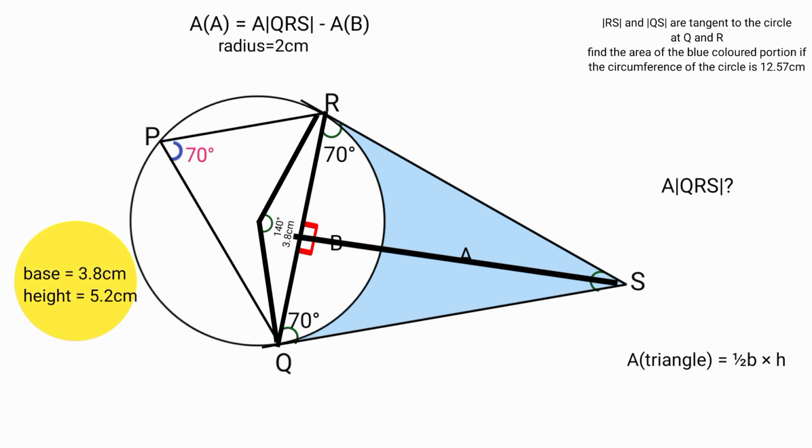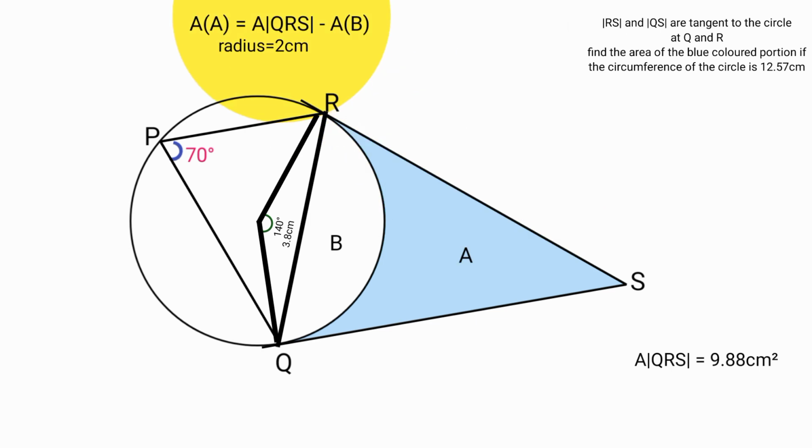And we already found base to be 3.8 centimeters. Now coming back to our formula for finding the area of the triangle, substituting height equal to 5.2 and base equal to 3.8, now triangle QRS equal to 1 over 2 times 3.8 times 5.2, which if you press your calculator equal to 9.88. So triangle QRS equal to 9.88 centimeters squared. Substitute here now. Area of A equal to 9.88 minus area of B. So what is the area of B?